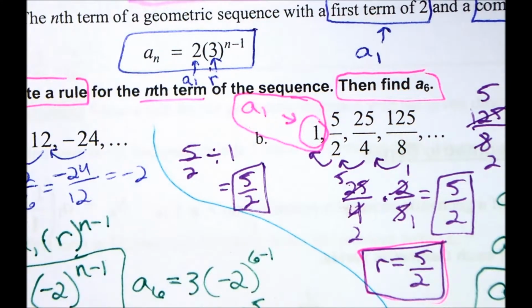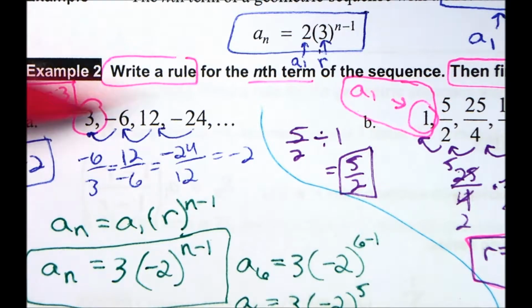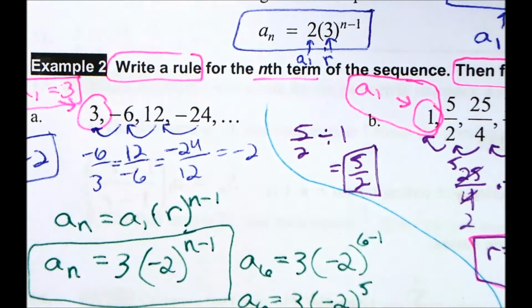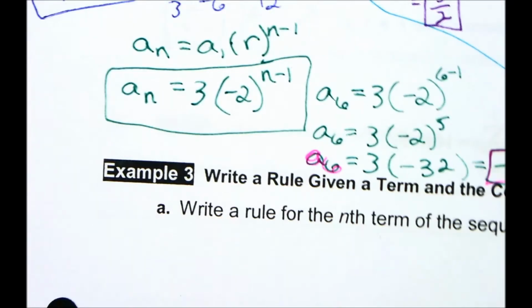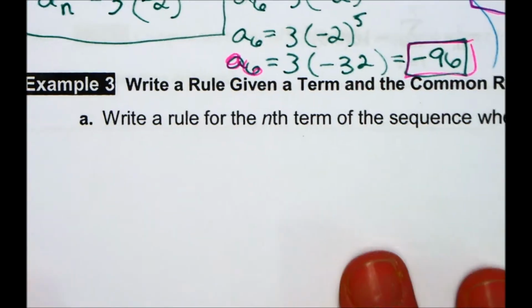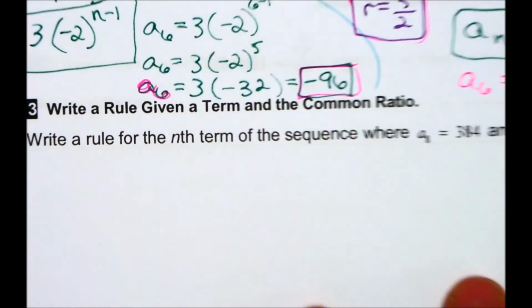So once again, we were given a list that was a geometric sequence, and we wrote the rule for that geometric sequence, and then we found the sixth term. All right, so hopefully everyone got that. We're going on now to the next example, which again is very similar to what we had done with the arithmetic sequences, where you are writing a rule, but the information that you're being given is a little bit different.